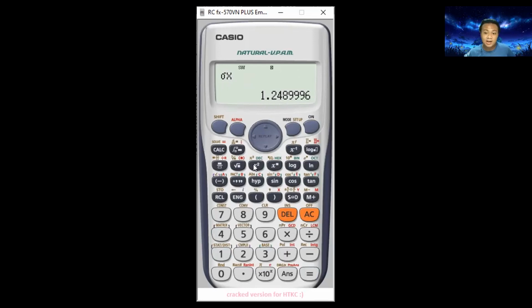That is the standard deviation, so for the variance you just square it. Press the square key, and 1.56 comes out. So that's the variance. You can use that to check if your answers are correct. Just view this video again if you need help getting the values.